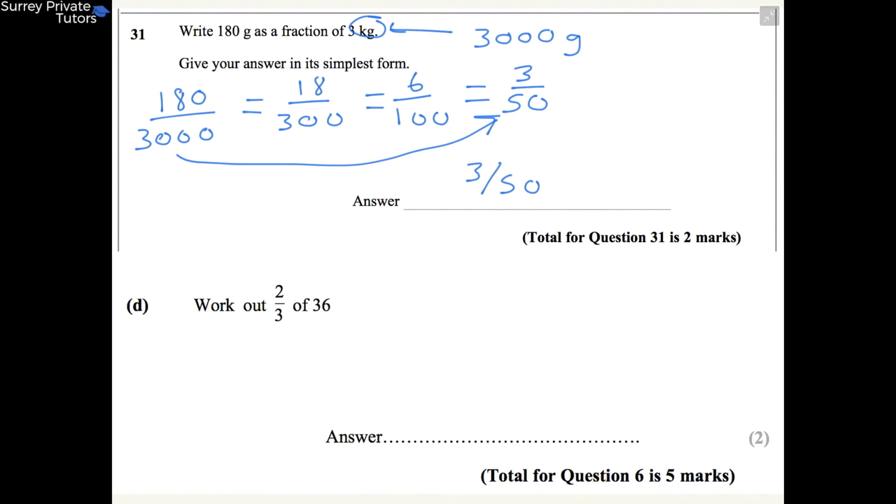Now the second question below, we're working out 2/3 of 36. So if you remember, we need to times 36 by our numerator, 2 times 36, and then we'll be dividing by our denominator. So 2 times 36 is 72. Let's do that again. 72. And now we're doing 72 divided by 3, which gives us 24. So 24 is your final answer.